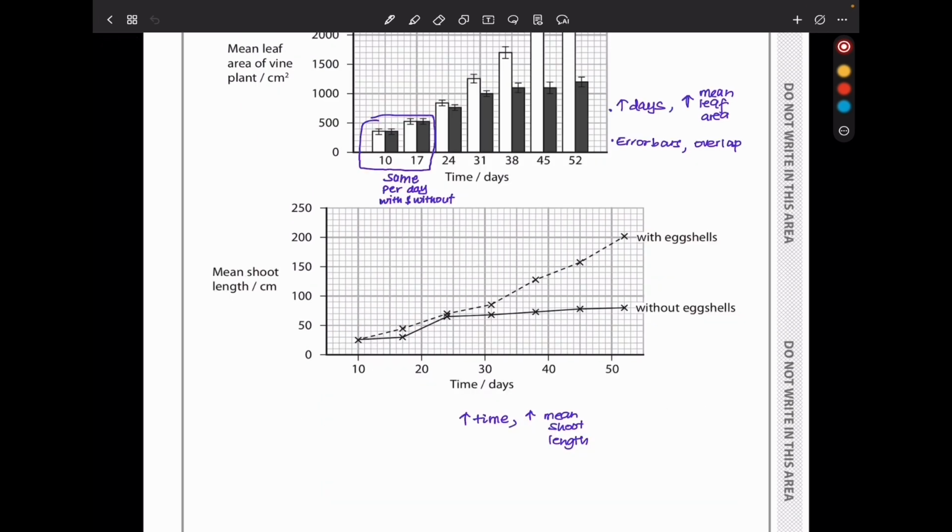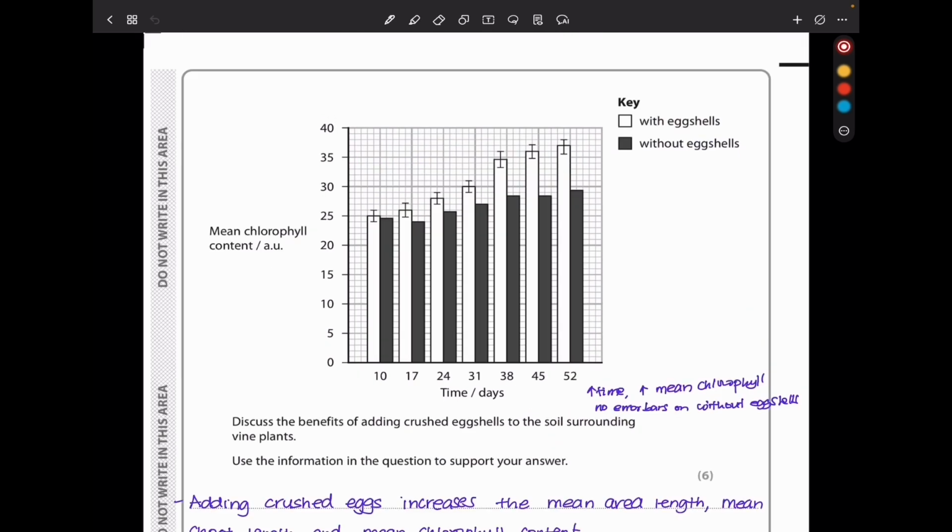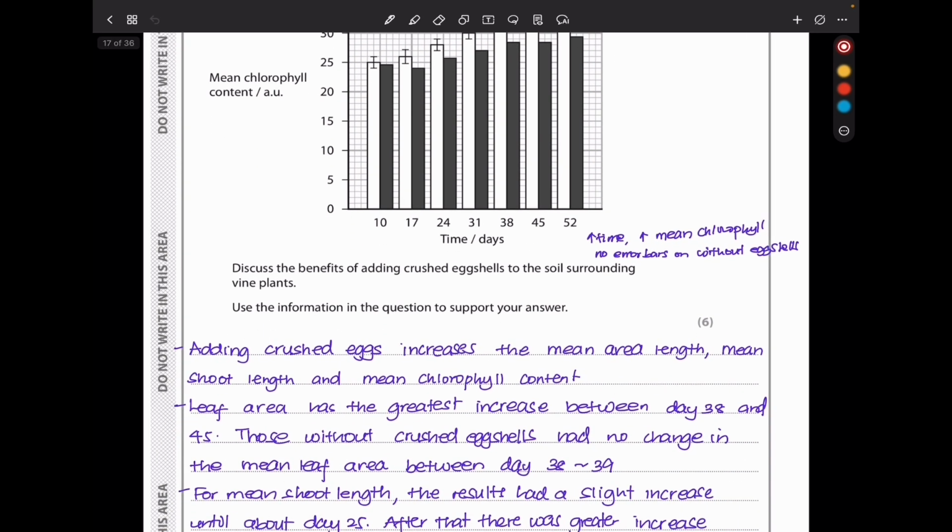Down here we also have the mean shoot length on the vertical axis, and then on the horizontal axis we have time in days. There is going to be generally an increase in the mean shoot length for both, but there is greater increase when we have crushed eggshells than without. And here we have the mean chlorophyll content versus the time in days. Also we see as the time increases, again there is greater chlorophyll content among the experiments with eggshells that are crushed than without.